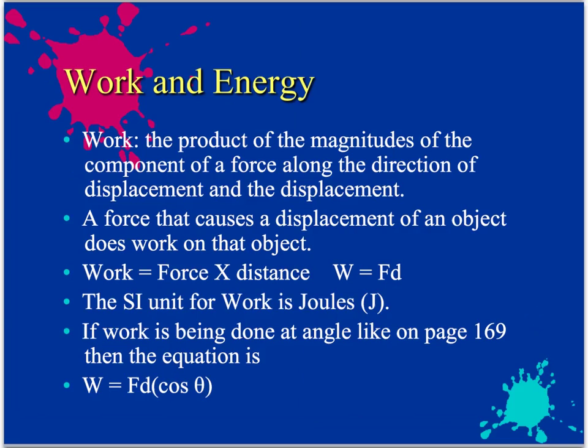The SI unit for work is the joule. We're going to start working with joules a lot. You probably started working with joules back in chemistry last year. If work is being done at an angle, like on page 169 in your book, we can always add cosine at the end of this. So work equals force times distance times the cosine of our angle. If our angle is 0, or if it doesn't give an angle, the cosine of 0 is 1, so it works out for us.